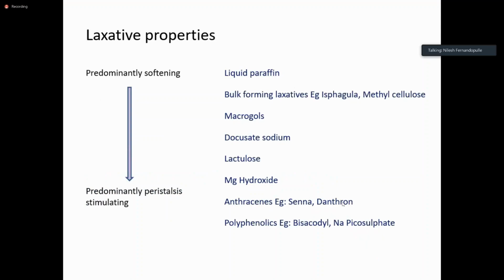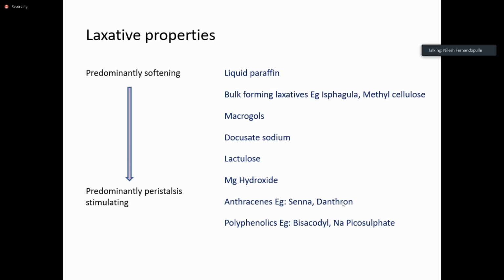So these basically are a summary of the laxatives which are being used. The top ones are predominantly softening agents. The bottom ones are predominantly stimulant. Remember, laxatives are combined actions. When companies make laxatives, they make them as a combined preparation, so they have a bit of softening effect and a bit of stimulant effect. Usually it's not a single action. Some have more softening effect, some have more peristaltic or stimulating effect.